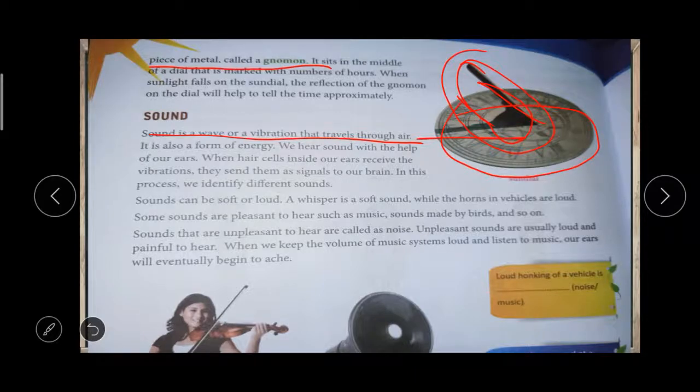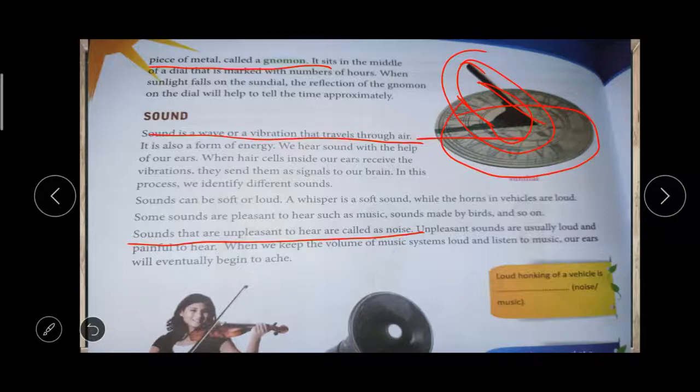Sounds that are unpleasant to hear are called noise. A sound that is unpleasant means we feel irritated to hear that voice. We feel some irritation to hear that voice, that is called noise. Unpleasant sounds are usually loud and very painful, we feel very irritated to hear that sound. So if you keep the volume of the sound system very high and listen to music, our ears will be severely affected and we may lose our hearing. This applies while you are using your headphones. So there is a limit for hearing sound, right?